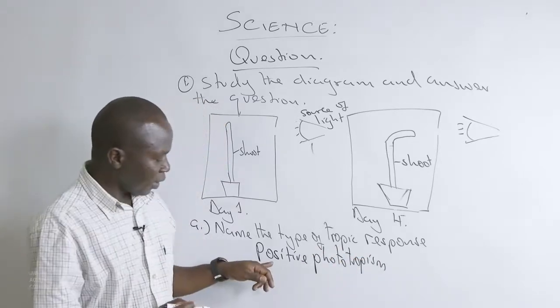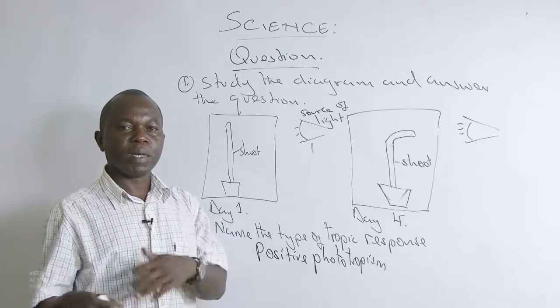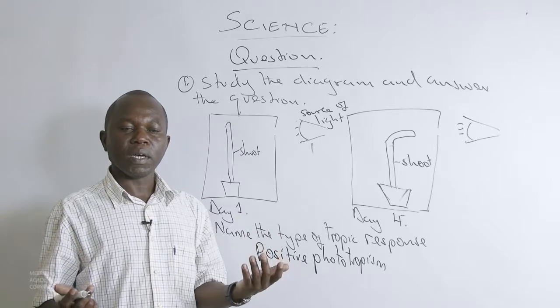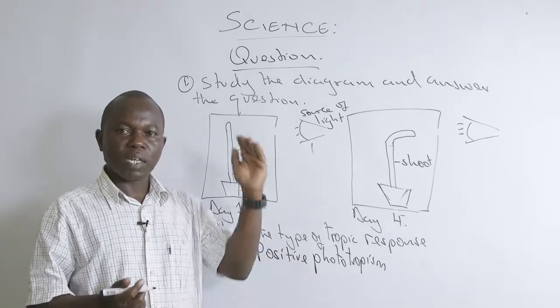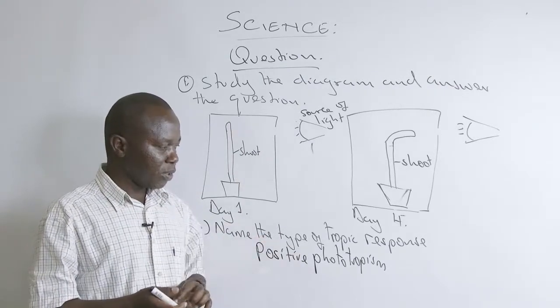So the answer becomes very clear because we have included the word positive. Phototropism could be away or toward. If it was roots, they'd be growing away, so it would be negative. But for this case, the shoot is growing toward. Therefore, it's called positive phototropism.